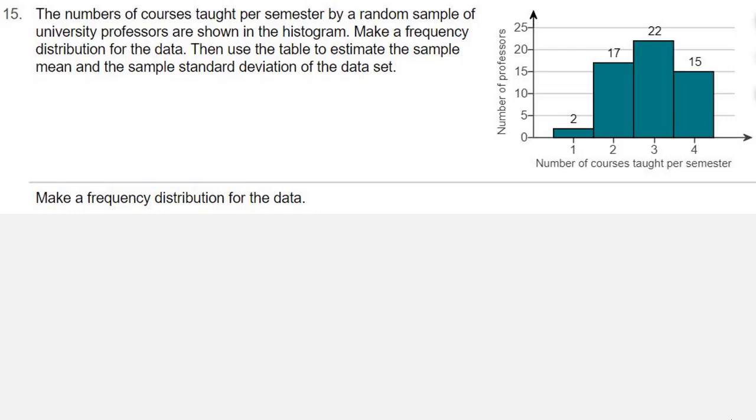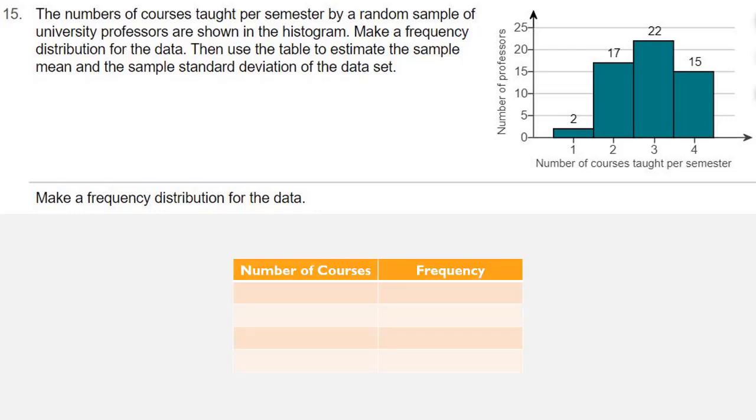We see the frequency numbers at the top of the bars of the histogram. So my frequency distribution is going to be a table where I list the different numbers of courses, which are 1, 2, 3, and 4, and then the number of professors who teach that many classes, which are 2, 17, 22, and 15. So that's my frequency distribution, which is the first question that was asked.